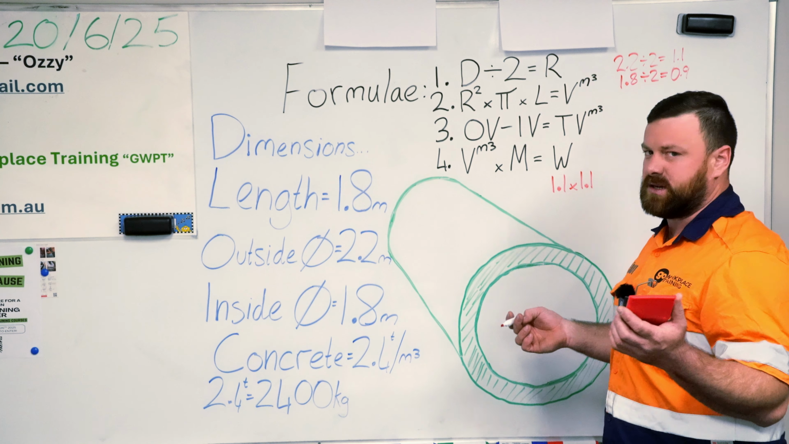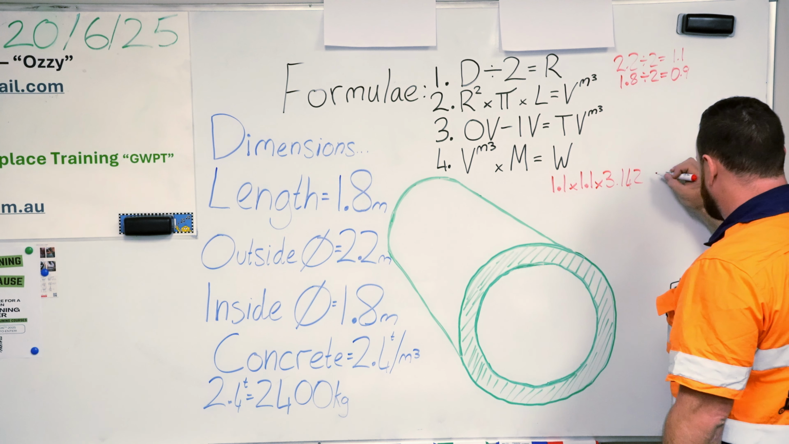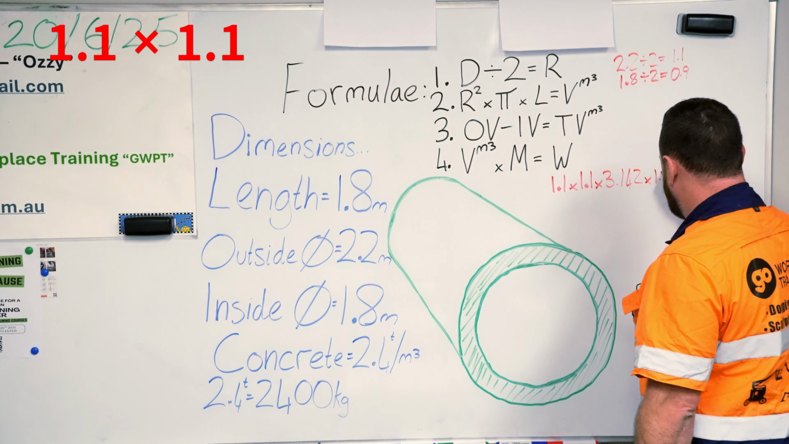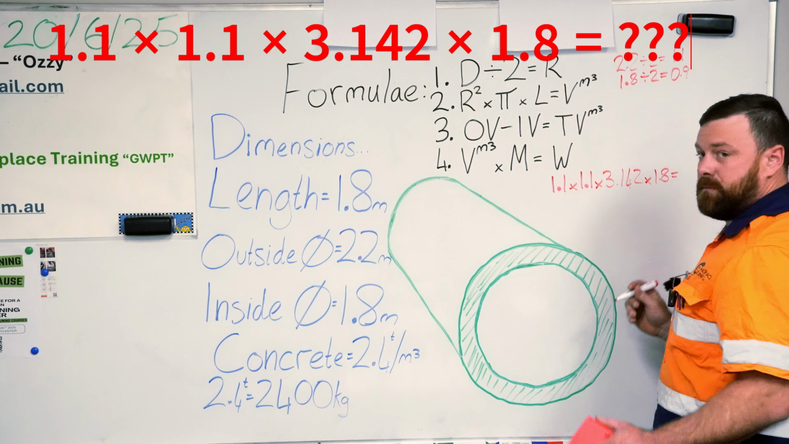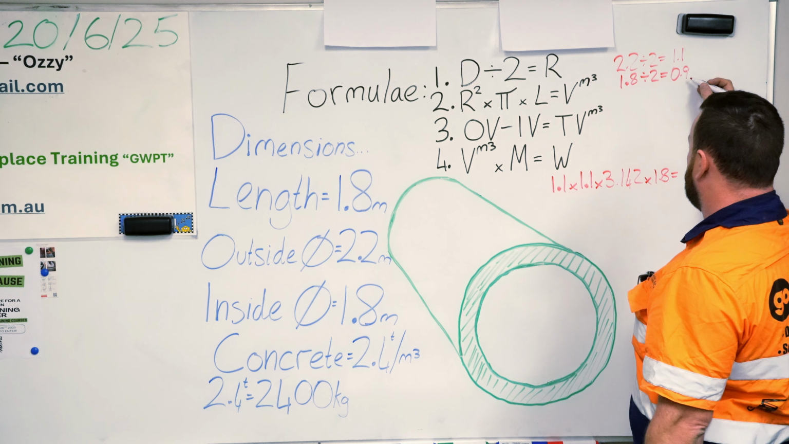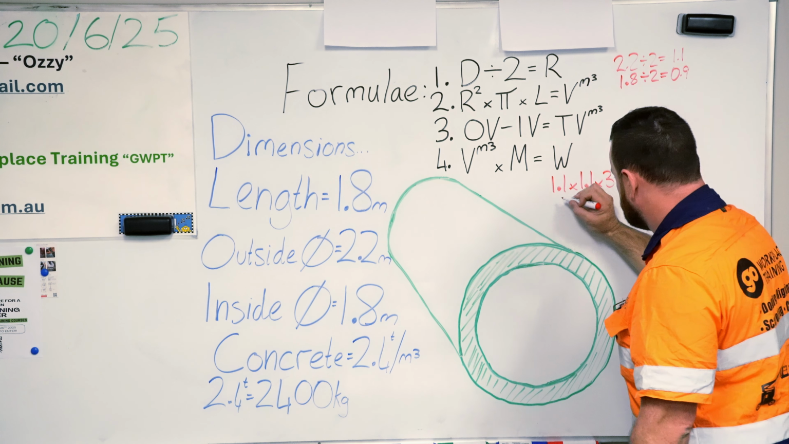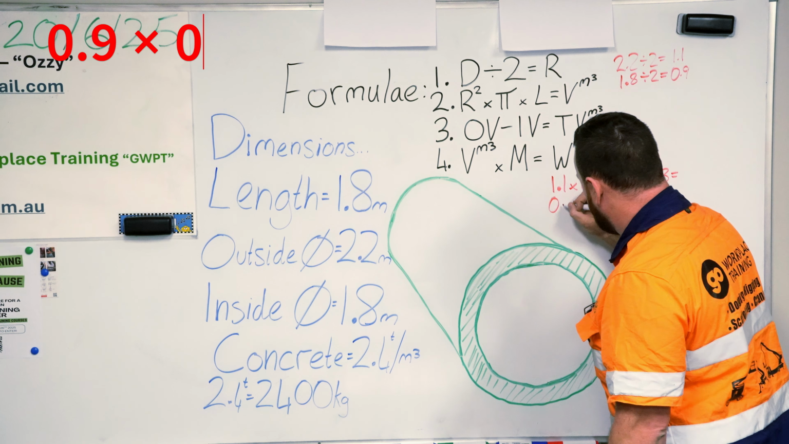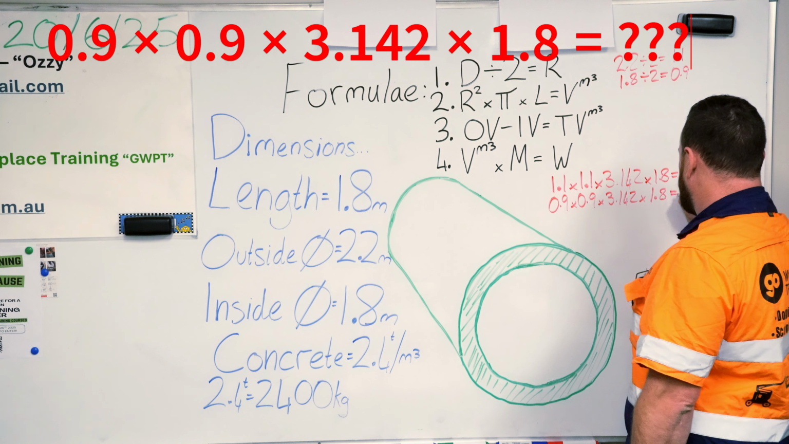And then we need to multiply that by our length. What is our length? Our length is 1.8 meters. Equals. Before we hit the calculator, let's write the same thing out for our other dimension. Our other dimension is 0.9 meters, radius, 0.9 times 0.9 times pi, 3.142, times length, 1.8, equals.